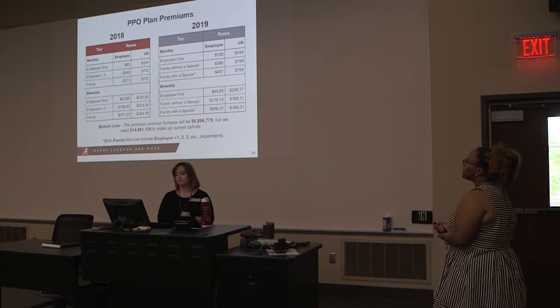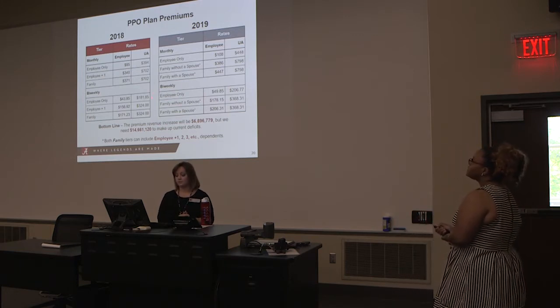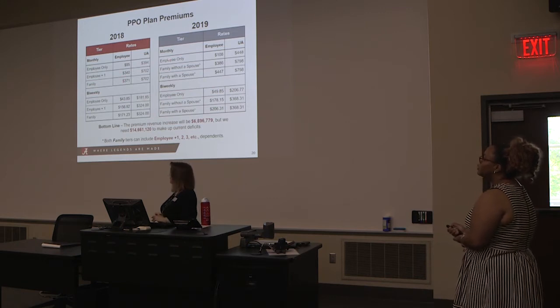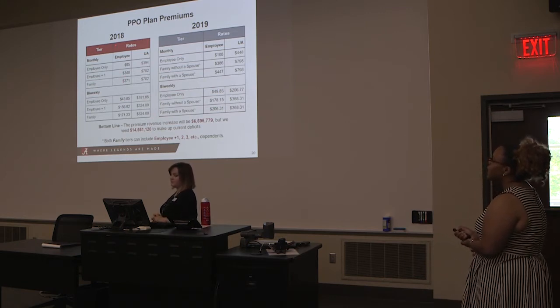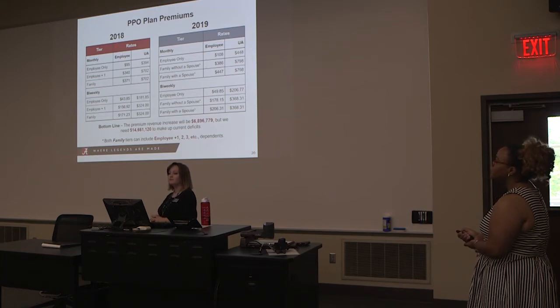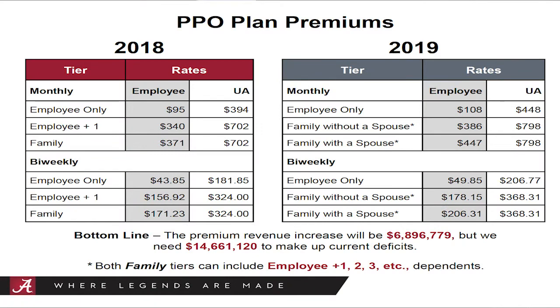Okay, so PPO plan premiums. So this is a comparison of the premiums from the current year to the 2019 year. You will see the prices reflected here based on if you're paid monthly or biweekly. Something that you will notice on this chart is currently we do have 3 tiers of coverage: employee only, employee plus one, which is the employee and one dependent. That can be a spouse or one dependent child, or family, the employee and 2 or more dependents.